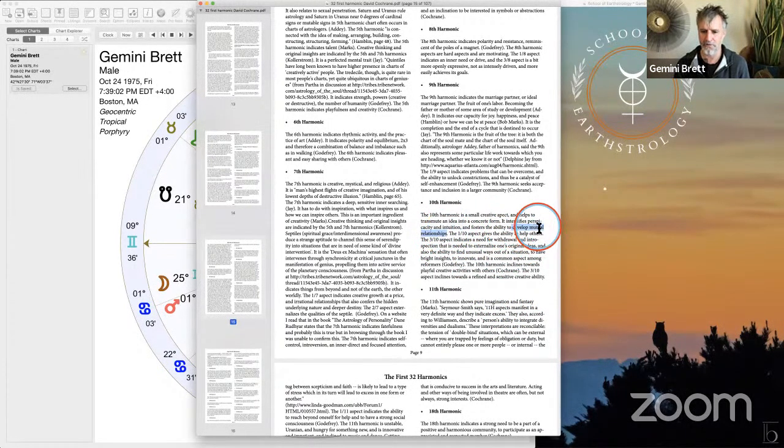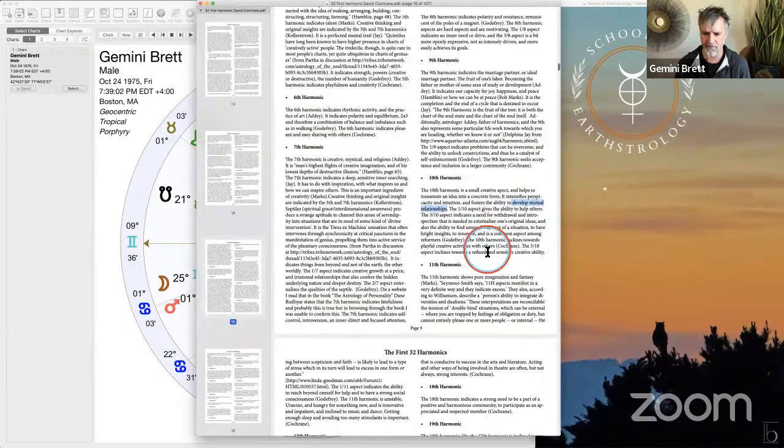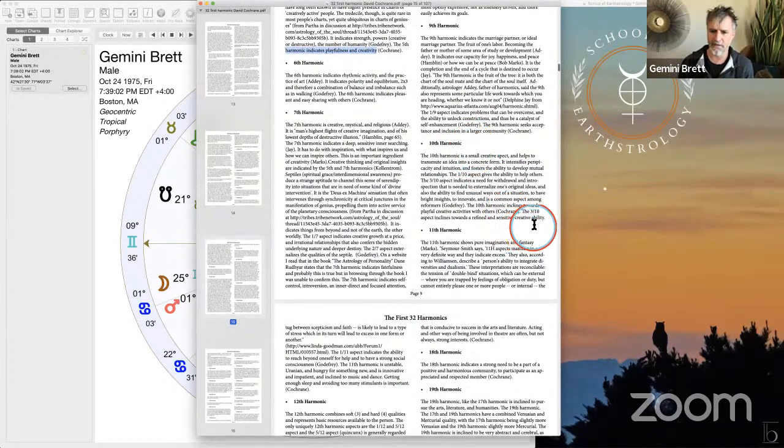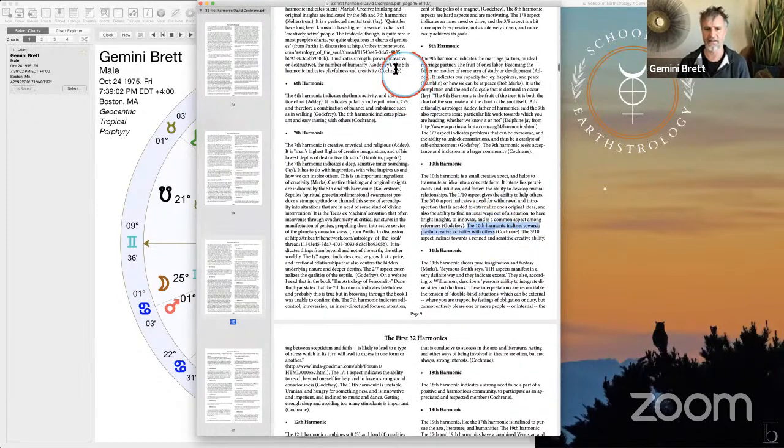Okay, so here we're reading from Godfrey. Sorry, I should have jumped to what David Cochrane says, right? Because here about the fifth, David says the fifth harmonic indicates playfulness and creativity, and then for the 10th, David says the 10th harmonic inclines towards playful creative activities with others. The others is the two, me and you, the second, right? So 10 is 5 times 2. I take the essence of the fifth and think about how that might express in relationship.